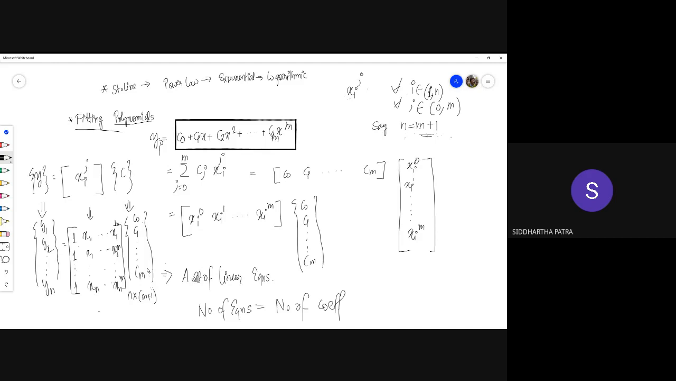But let's say you have a data set involving 100 data points, 100 sets of values of x and y. Say n equals 100. Does that mean you are supposed to fit a polynomial of m equals 99? Because a trend might very well be represented by a cubic or a quadratic curve, or at best a fourth order or fifth order polynomial. Now, how do you fit a fifth order polynomial with 100 data points?